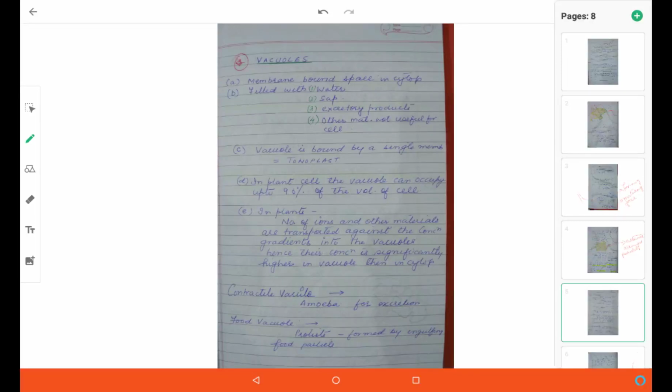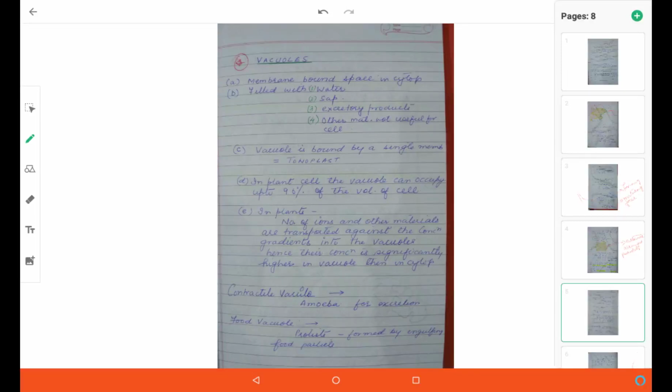In plant cells, there are numerous materials which are transported against the concentration gradient into the vacuole. Hence, their concentration is significantly higher in vacuoles than in cytoplasm. The material which is present inside the vacuoles, its concentration is much higher than its concentration in the cytoplasm. That means it has been transported actively inside the vacuole.